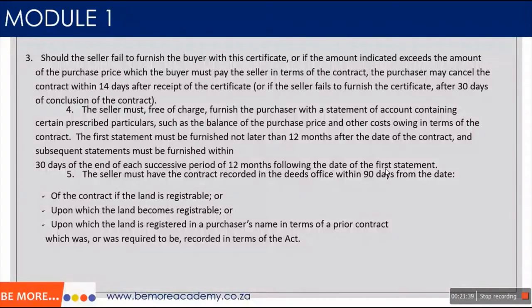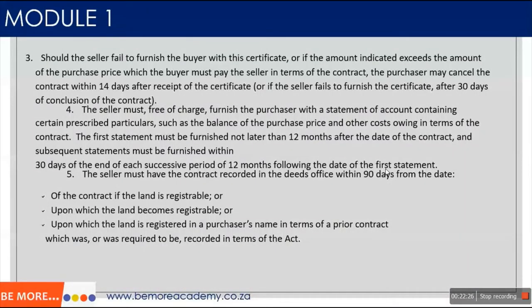Should the seller fail to furnish the buyer with a certificate, or if the amount indicated exceeds the amount of the purchase price which the buyer must pay the seller in terms of the contract, the purchaser may cancel the contract within 14 days after receipt of the certificate, or if the seller fails to furnish the certificate after 30 days of conclusion of the contract. The seller must, free of charge, furnish the purchaser with a statement of accounting containing certain prescribed particulars, such as the balance of the purchase price and other costs owing in terms of the contract. Likely we are not using this actually. This is something that happens between the attorneys, the bond attorney and the bond cancellation attorney.